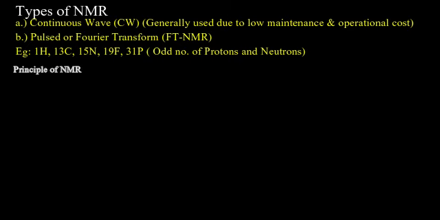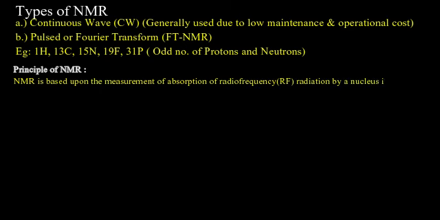What is the principle behind the NMR? The principle behind the NMR is based upon the measurement of absorption of radio frequency, that is RF, radiation by a nucleus in a strong magnetic field.